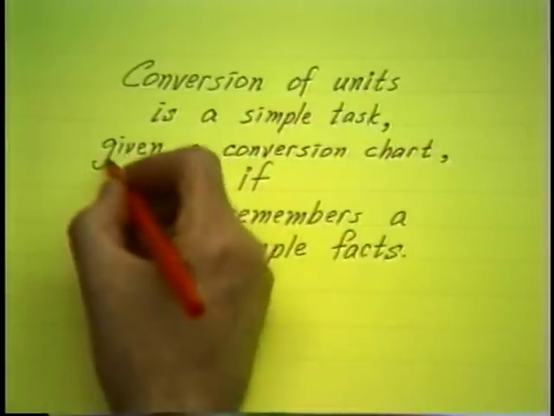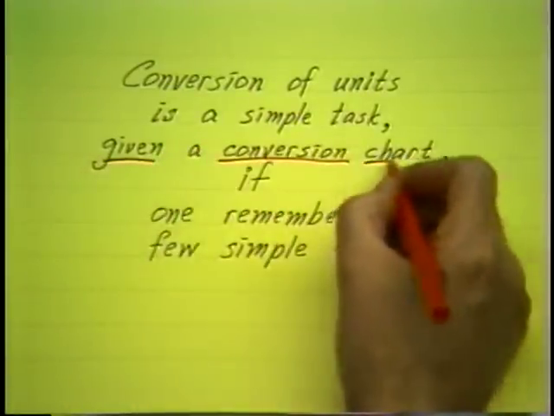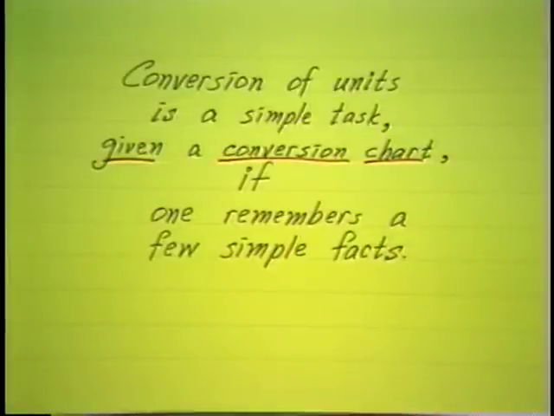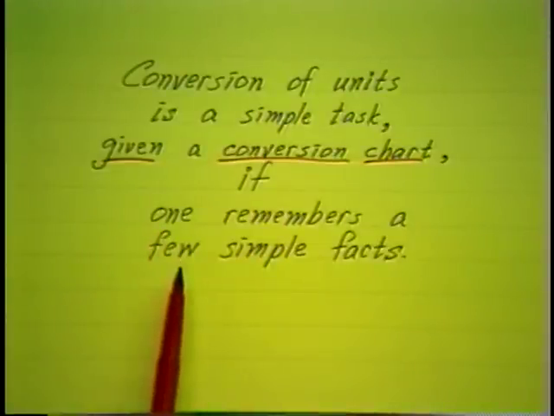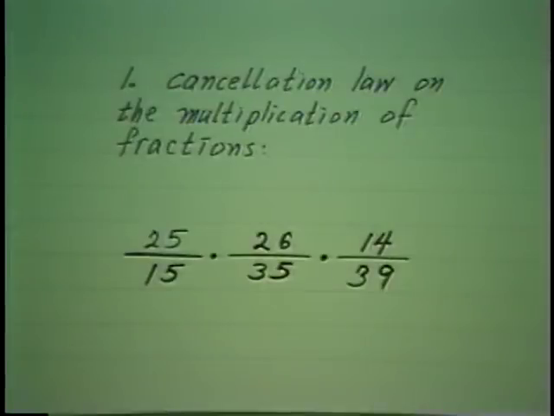Now, first you have to be given a conversion chart or memorize the equivalency of various units. Then, in addition to this, you must remember a very few simple facts. Try to memorize these immediately. They're very simple. Fact number one, let's review our cancellation law on the multiplication of fractions.